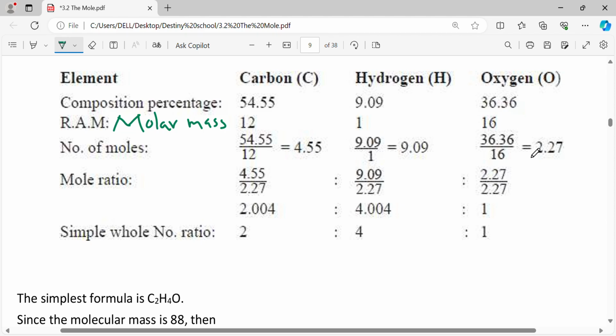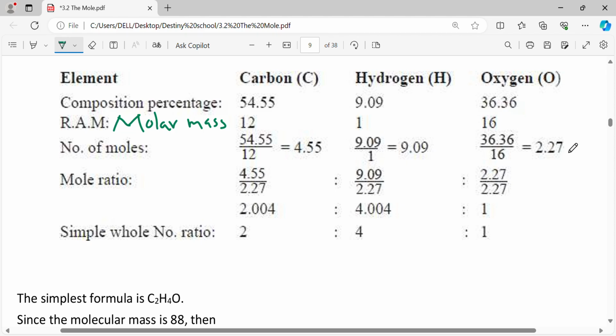You also go to the next one. The percentage composition, which acts as our mass, 9.09, you divide by the corresponding molar mass, which is 1, you get 9.09. Then you go to the last one, percentage composition, which is 3.636, which acts as our mass, you divide by our corresponding molar mass, which is 16, you get 2.27. Then you go to the mole ratio. So we have these three answers: 4.55, 9.09, then 2.27.